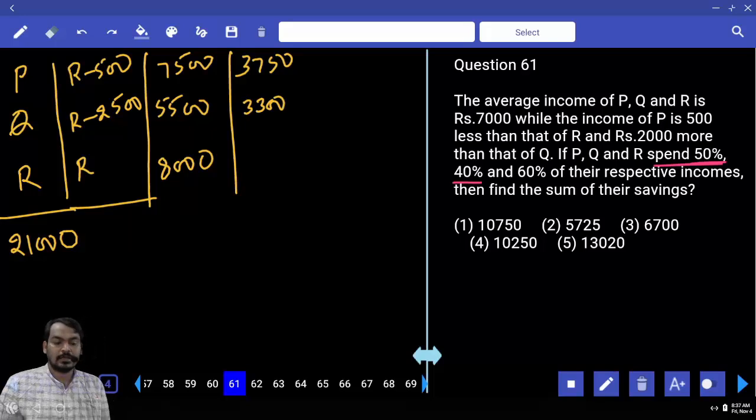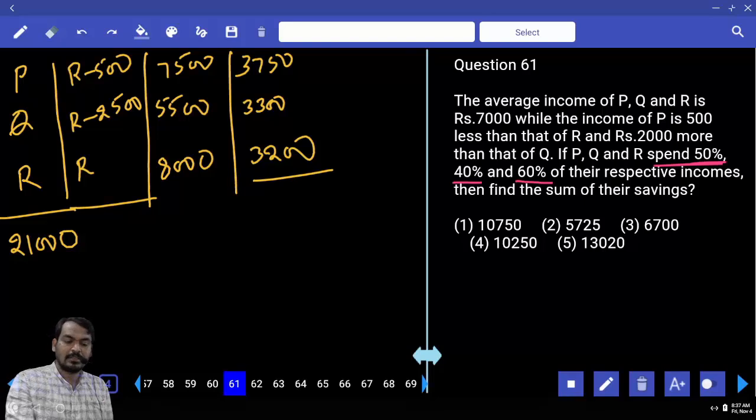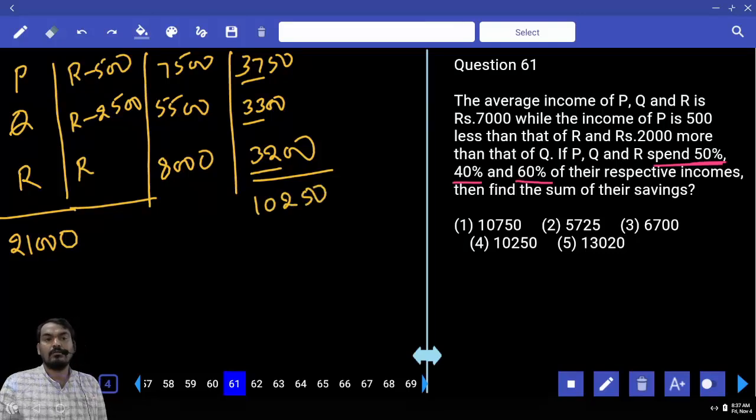3,300. Next, out of 8,000, 60% are spending. What is the remaining? 40%. 40% of 8,000. 3,200. All are in savings or expenditures? Savings. 37 plus 33, 70. 70 plus 32, 102. Plus 50, or not? 10,250.